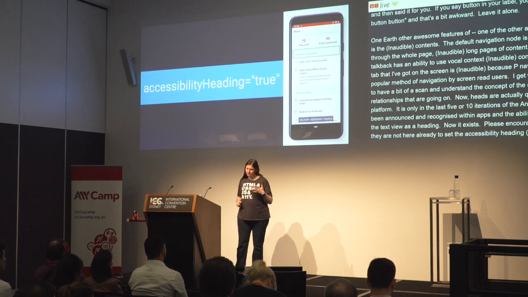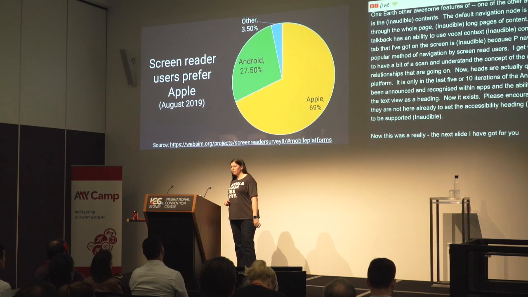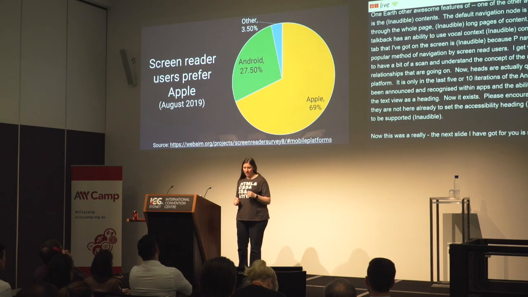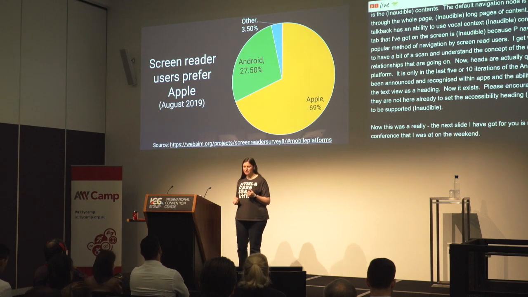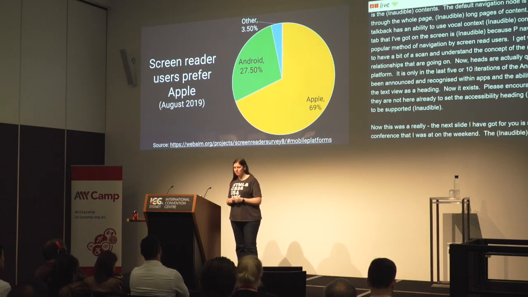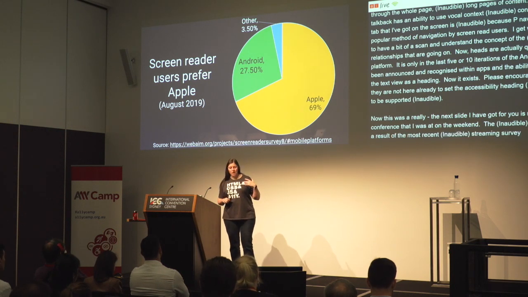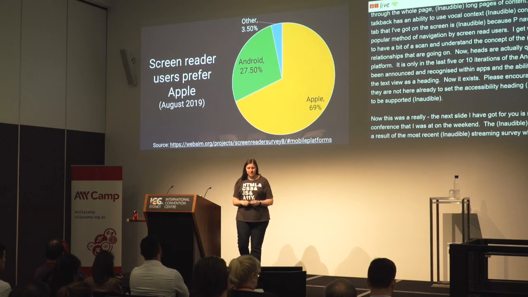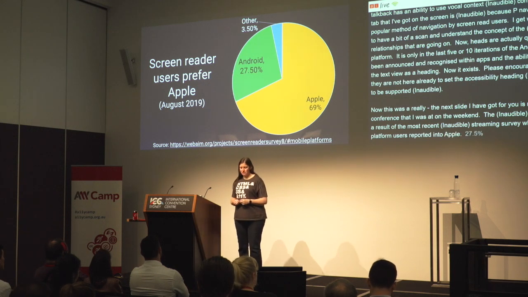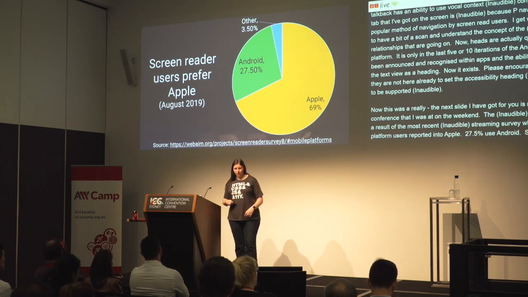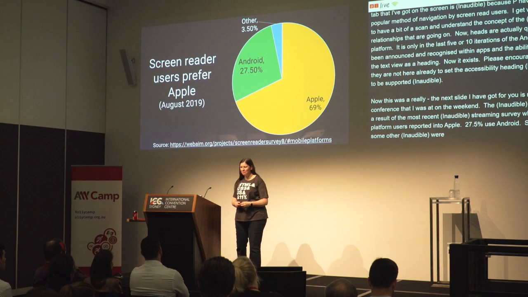Now, the next slide I've got here was really quite unpopular at the Google conference that I was at on the weekend. The title is Screen Readers Prefer Apple, and it's the result of the most recent WebAIM screen reader survey, where 69% of mobile screen reader platform users reported using Apple, 27.5% used Android, so just under a third, or just over a quarter, and somewhere out there some fans are off on their Blackberries or their Nokias or somewhere else.